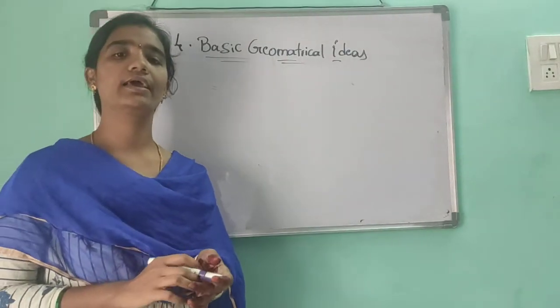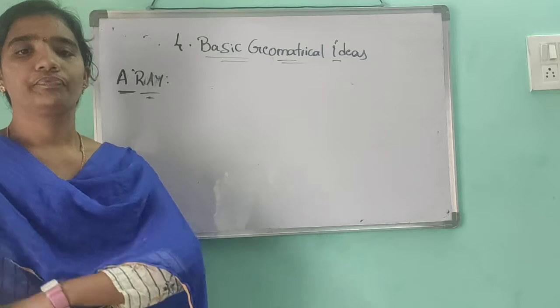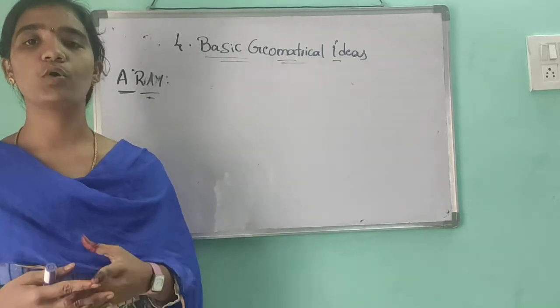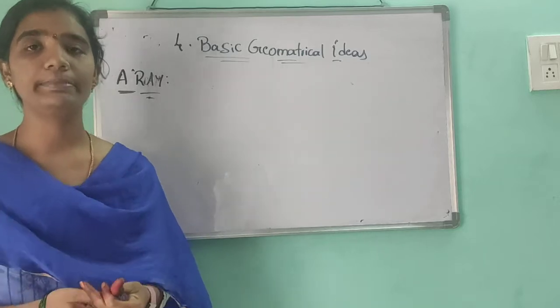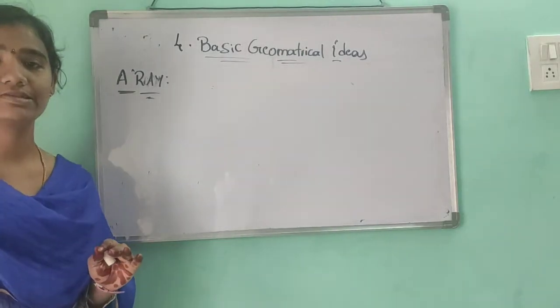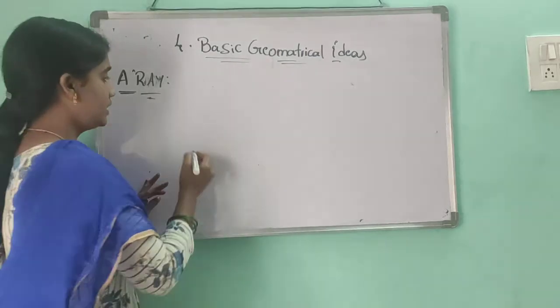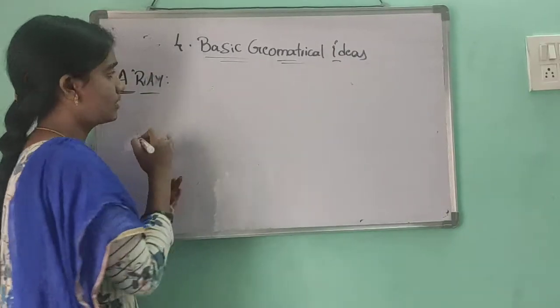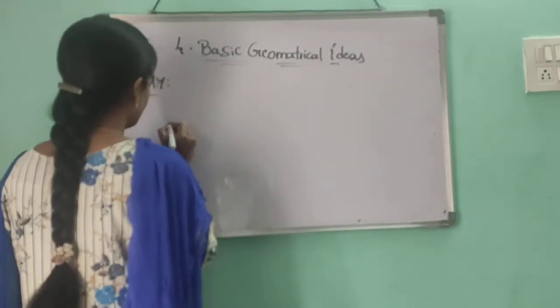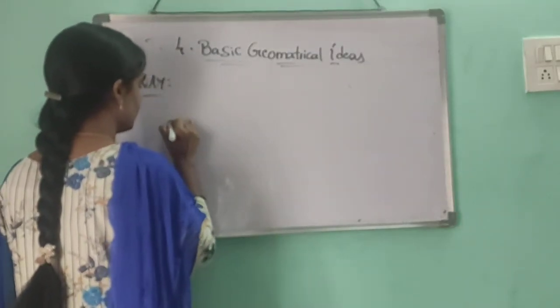What is a ray? A ray is a portion of a line. It begins at a point and goes on endlessly in a specific direction. Here, the endless direction.